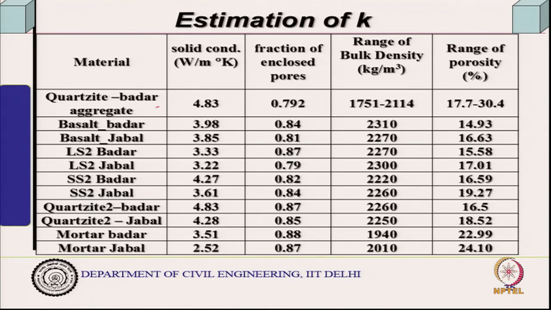And if you do this, say for quartz sand, quartzite aggregate both, you find this fraction of enclosed pores where it idealizes, and solid conductivity is 4.83, some sort of K. These values can be obtained, density ranges or something of this kind, different sands and from different sources, and ranges of porosity one can measure also by water permeable porosity.